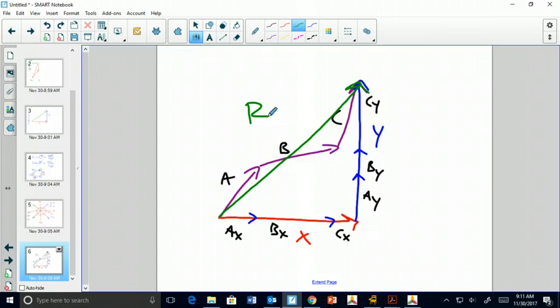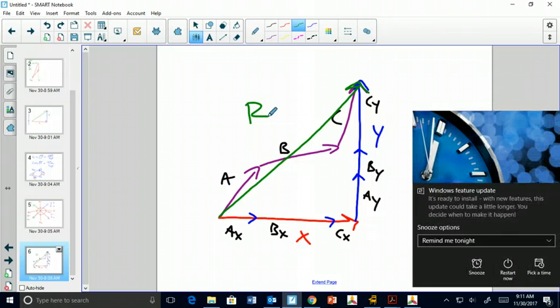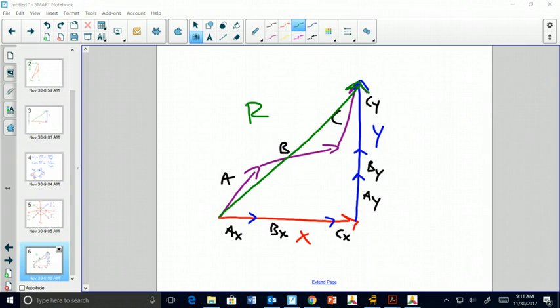All the purple equaled basically starting here and going there. Even though I twisted and went up and then over and then up, this is the actual resultant of what I did, the displacement of what I did. Okay?